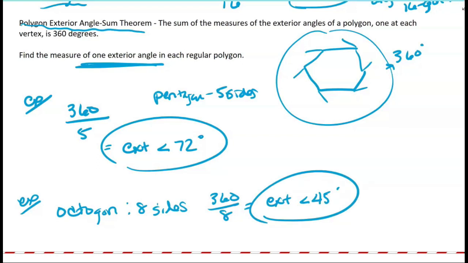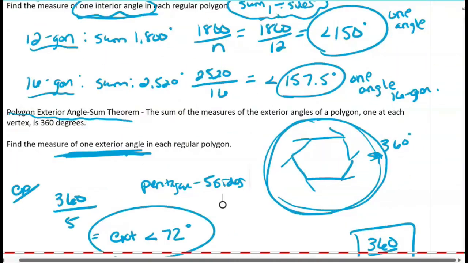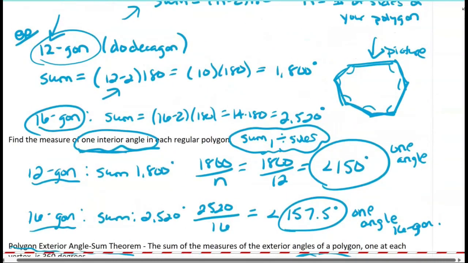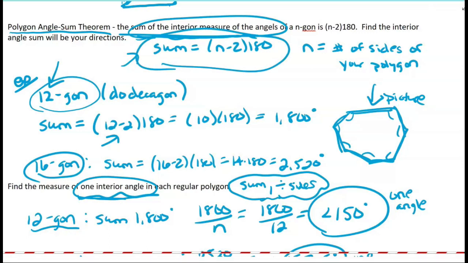All right, so try to keep this straight. When you're dealing with exterior angles, think of the circle, which has a value of 360 degrees. That will help you remember that all you have to do is take 360 divided by n. 360 divided by n basically is your formula here. And if we go back up, the interior angles are the sum equals n minus 2 times 180, and then divide that by n if you need one of the interior angles.